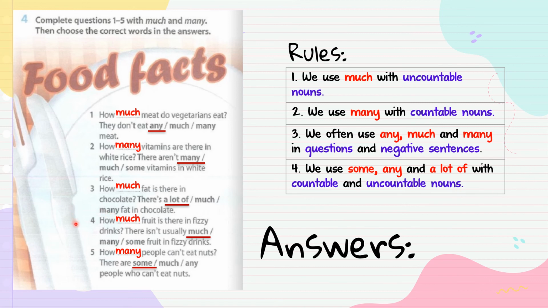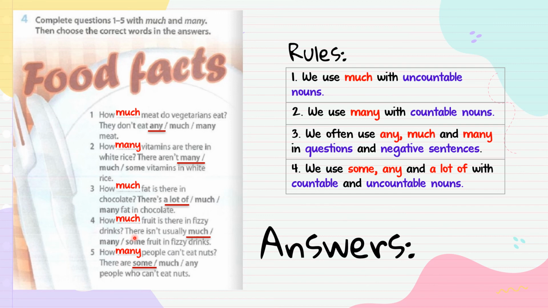Okay, let's take a look at the next one. How much fruit is there in fizzy drinks? Okay, fruit is also an uncountable noun. Fruit kita tak boleh kira. Kalau orange, apple semua tu boleh kira. Tapi fruit ni merangkumi semua. So we cannot count. Because there's a lot of fruit. Okay, so we put much.